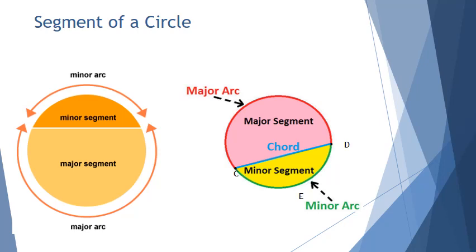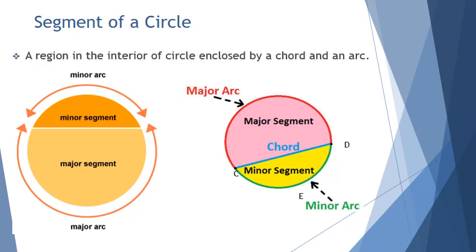Segment of the circle. When you cut the circle into two parts using the minor and the major arc and the chord of the circle, you have what are called segments of the circle. So minor segment and major segment. A region in the interior of the circle enclosed by a chord on one side and an arc on the other side. This is the major segment and this is the minor segment. The minor segment has a chord on one side and the green arc, that is the minor arc, whereas the major segment has the major arc on one side and the chord on the other side.